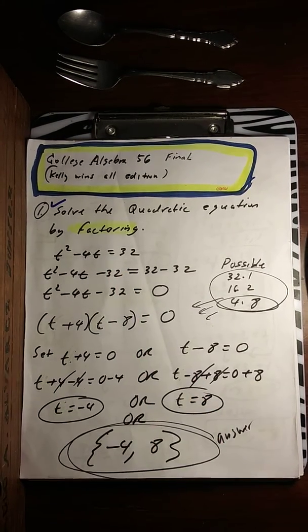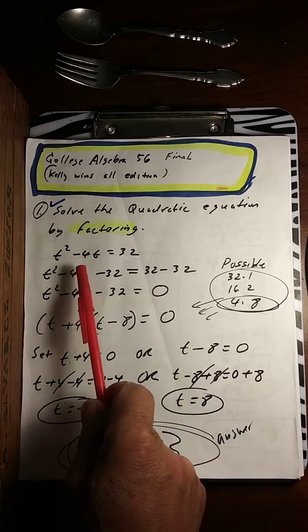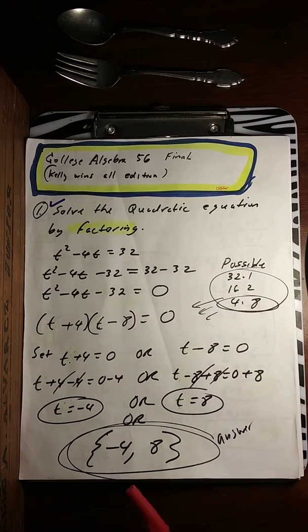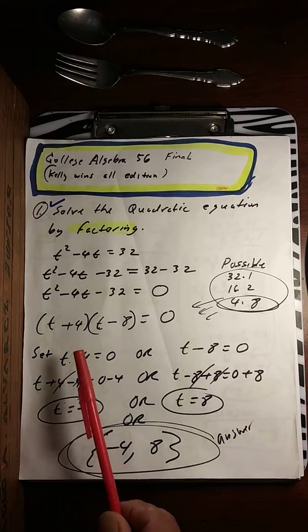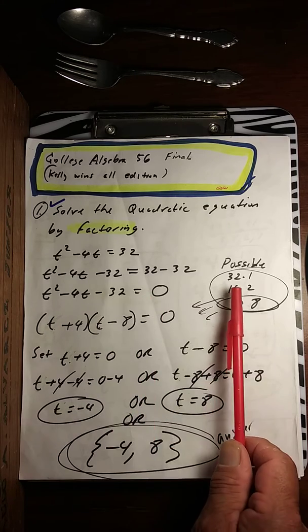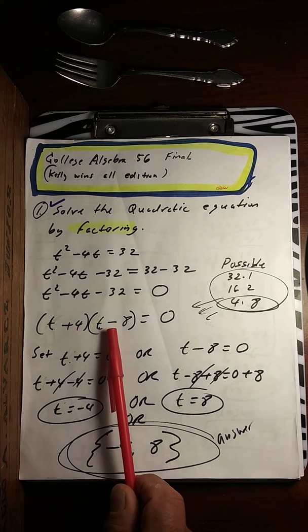Alright, let's solve the quadratic equation by factoring. t squared minus 4t equals 32. So minus 32 on both sides. Now you have t squared minus 4t minus 32 equals 0. So possible numbers are 32 and 1, 16 and 2, 4 and 8. So (t plus 4)(t minus 8).